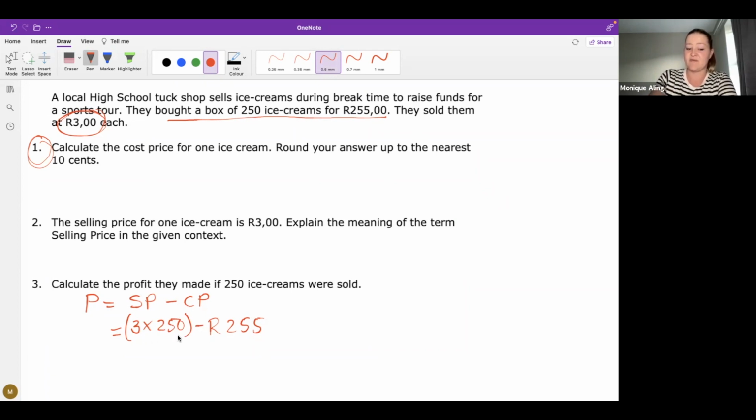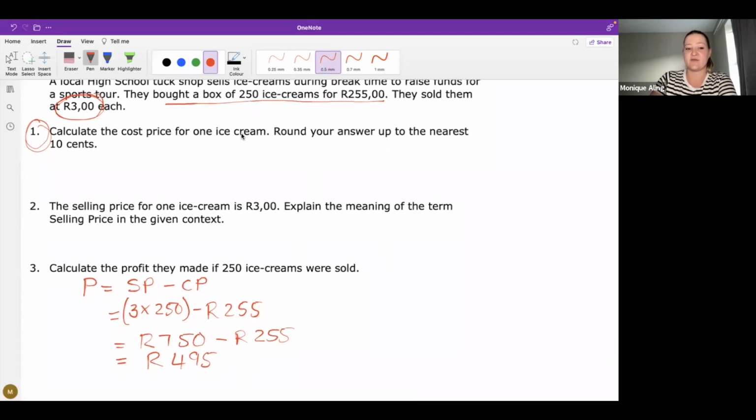Okay, so it was important that we first had to times that. So that would give us 750 Rand minus the 255, which means you would make a profit of 495 Rand. Okay, so that was only tricky in the sense that we had to remember to times our selling price by the amount of ice creams. Okay, so if we sold all the ice creams we bought, we want to know what the profit would be. Okay, does that make sense? Is everyone happy with that?